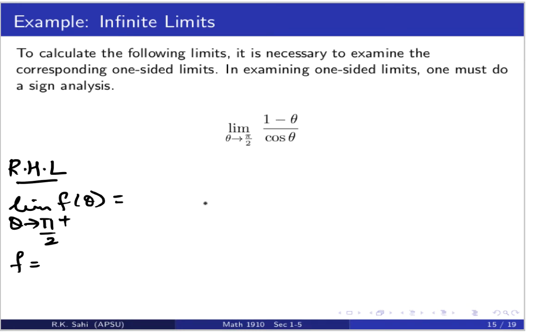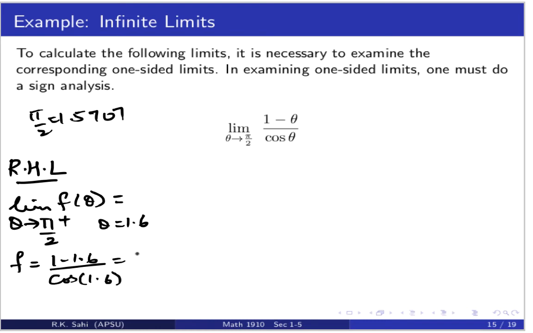Okay, so when you put 1 minus pi half positive, remember pi half, guys, is 1.5707. So for pi half positive, I'll say theta is, say, 1.6. So 1 minus 1.6 over cosine of 1.6. It's actually a negative over a negative, so basically the function is positive. So the right-hand limit is positive infinity.